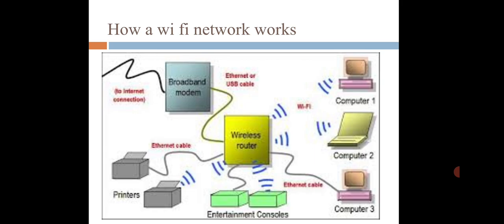Next slide is how a Wi-Fi network works. In this, there is a broadband modem, next is a wireless router, and the internet connection. On the left side are computer 1, computer 2 and computer 3. These are connected to a Wi-Fi wireless router, and the second one is printers. The arrangement is either Ethernet or USB cables.